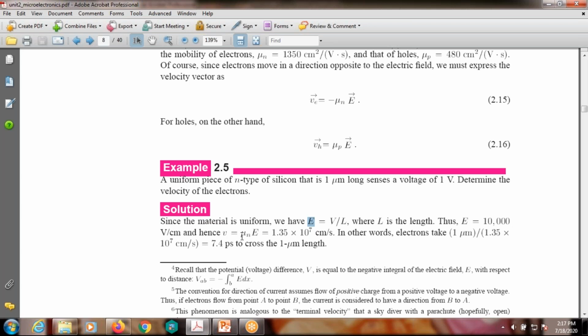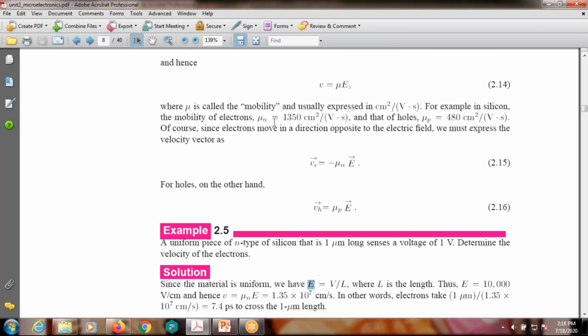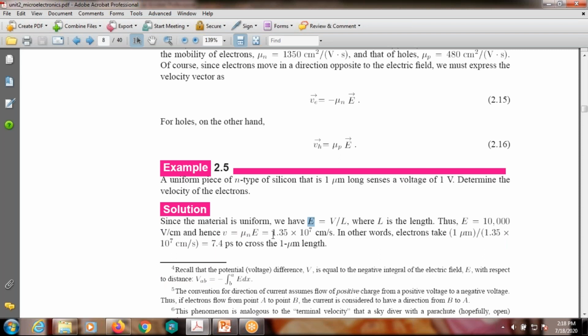Hence the velocity is equal to mu n into E. Already you know the mu n value: mu n is equal to 1350 centimeter square per volt second. Multiplying with 10,000, the resultant is the velocity. Velocity is equal to 1.35 into 10 power 7 centimeters per second. So the velocity of charge carriers is 1.35 into 10 power 7 centimeters per second.